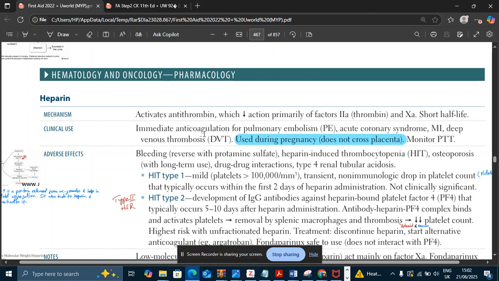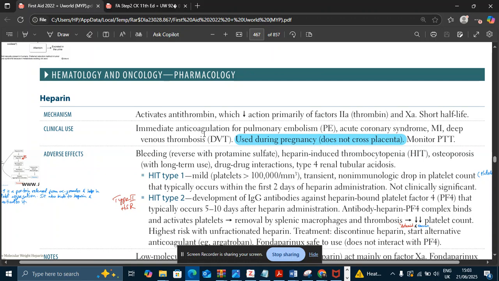So for heparin toxicity, we give patient protamine sulfate. Okay, to reverse the activity of heparin, we give patient protamine sulfate, very high yield. Okay, because I have seen questions related to this. Particularly, they were asking about the reversal agents of anticoagulants. So for heparin, the reversal agent is protamine sulfate.